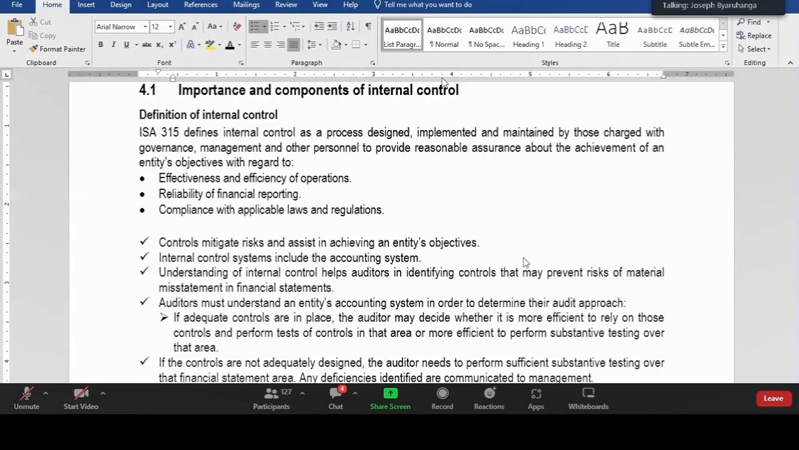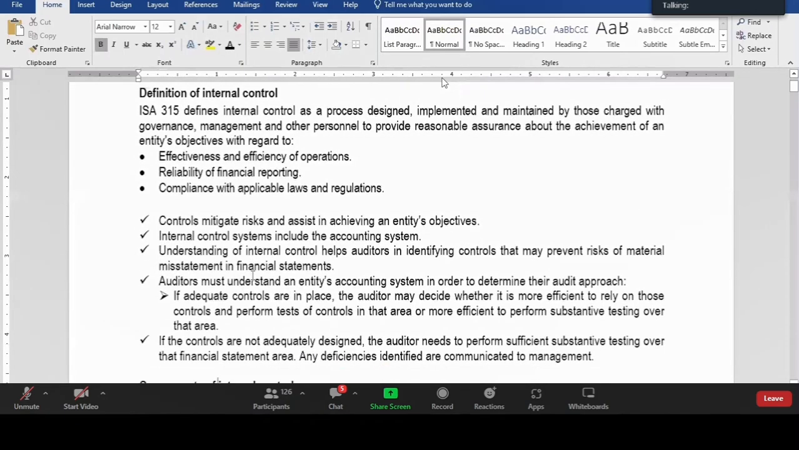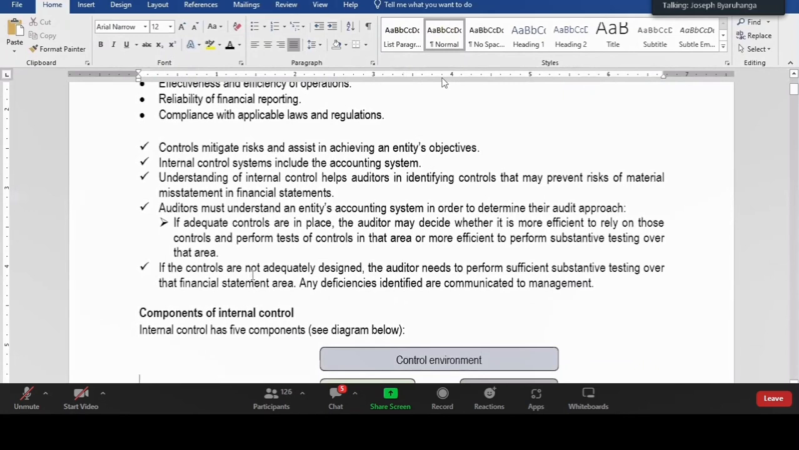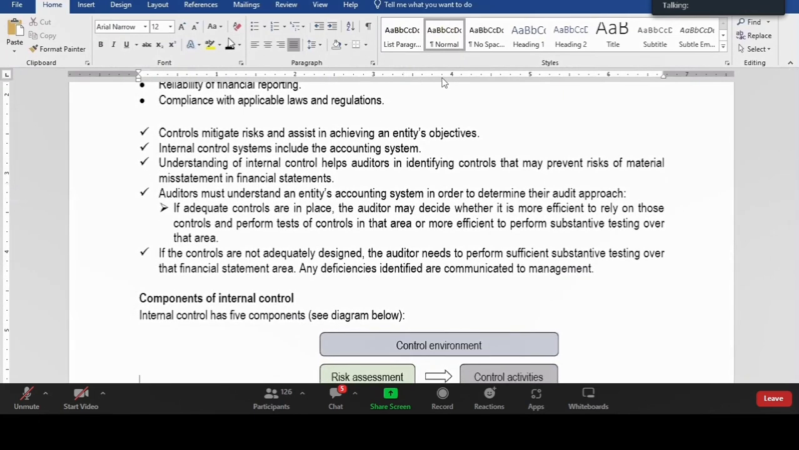Now, where we identify weaknesses, which we call deficiencies, these are communicated to management. Now, what controls are we looking at? Components of internal control, there are basically 5.